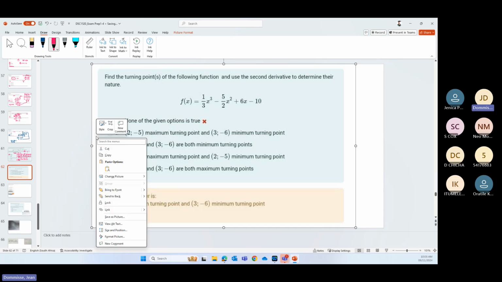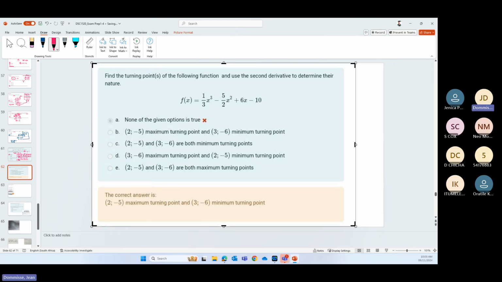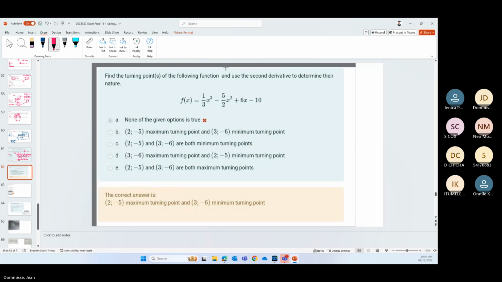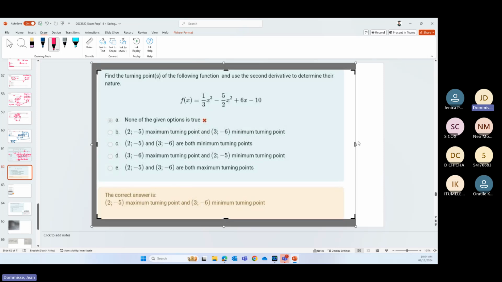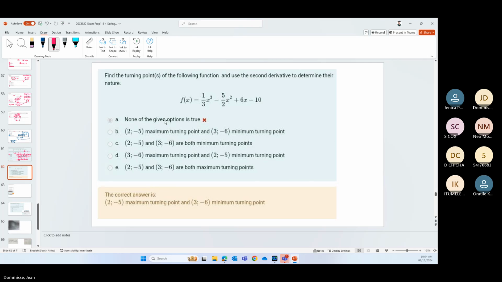Okay, and I think we chatted about these types of questions last week, so I will keep the answer in here. So, find the turning points of the following function and use the second derivative to determine their nature.